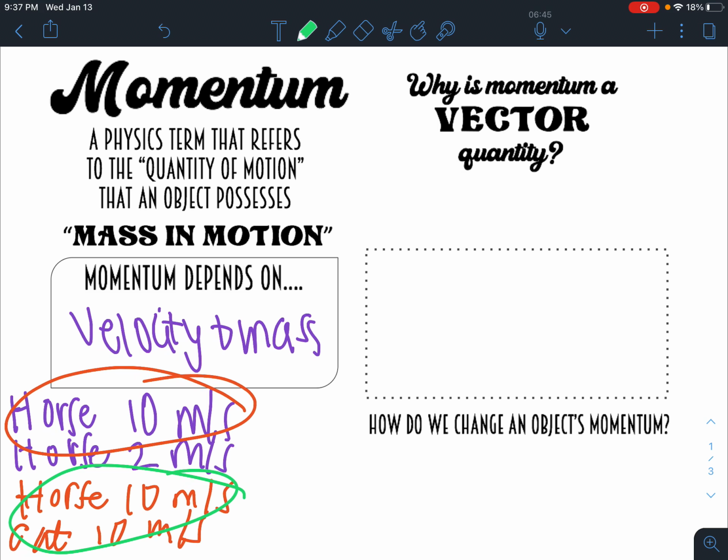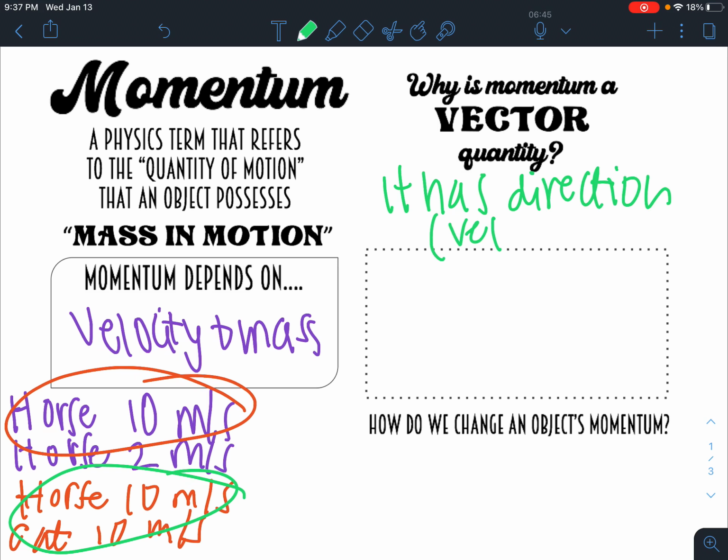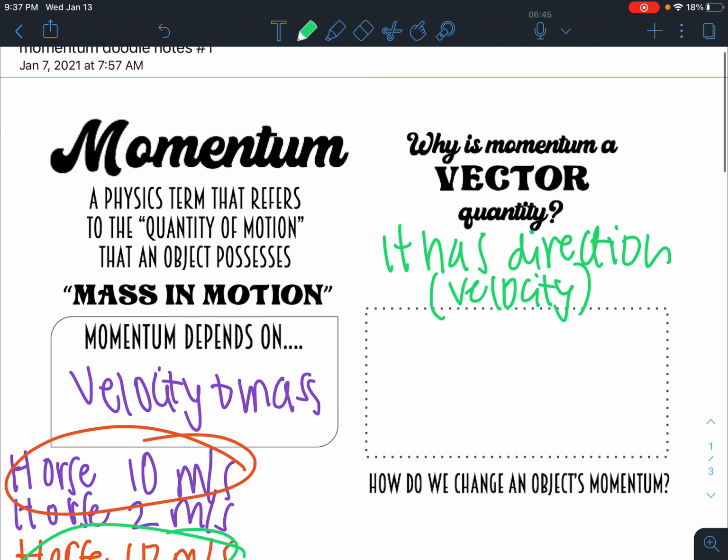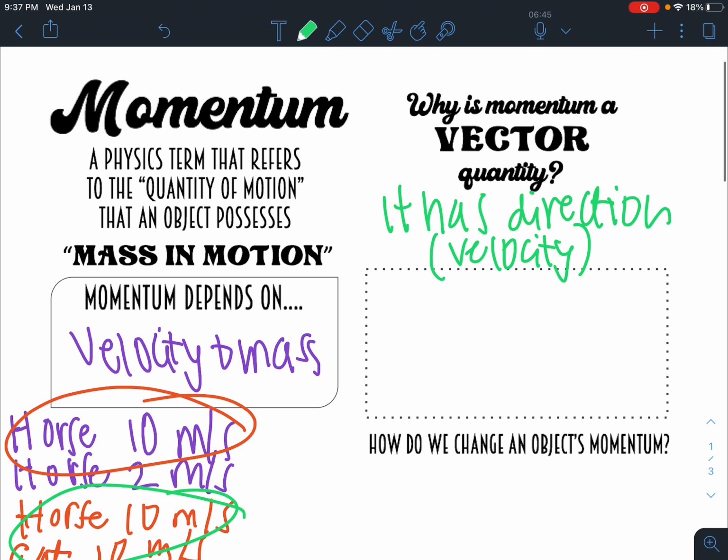Okay, so why is momentum a vector quantity? Momentum is a vector quantity because it has direction. And that direction, very important, comes from the velocity. Whichever direction the object is moving in is the direction that the momentum is going to be.